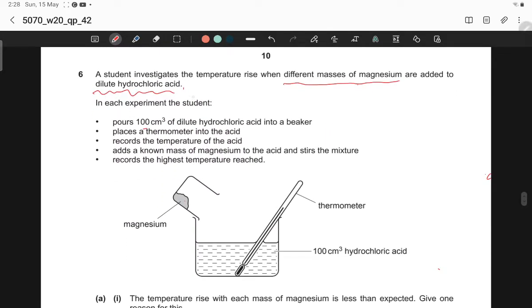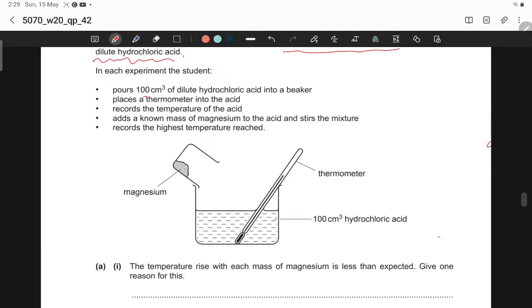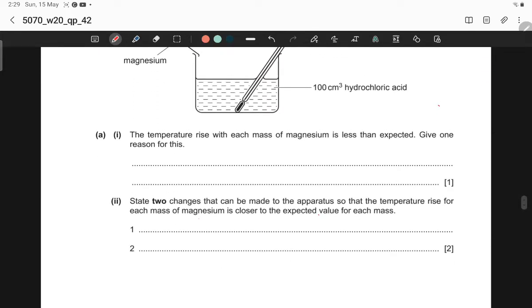Question number 6. A student investigates the temperature rise when different masses of magnesium are added to dilute hydrochloric acid. In each experiment, the student pours 100 cm³ of dilute hydrochloric acid into a beaker, places a thermometer into the acid, records the temperature of the acid, adds a known mass of magnesium to the acid and stirs the mixture, and records the highest temperature reached.